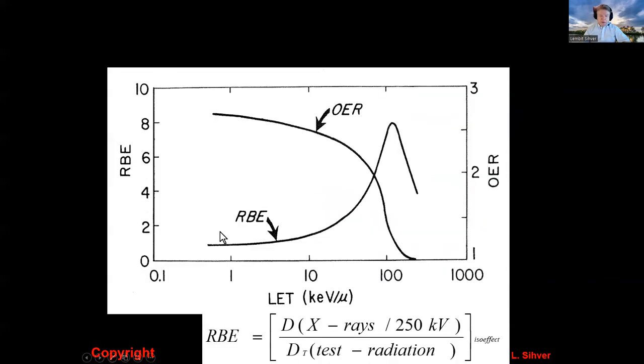So let's look at RBE as a function of LET and OER as a function of LET. The RBE is defined as the dose for X-rays at 250 kV divided by the dose for the test radiation at the same isoeffect.